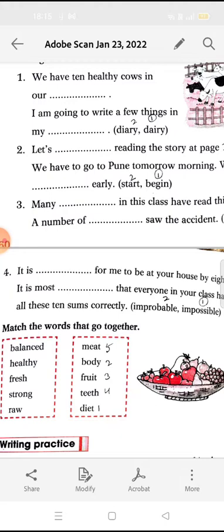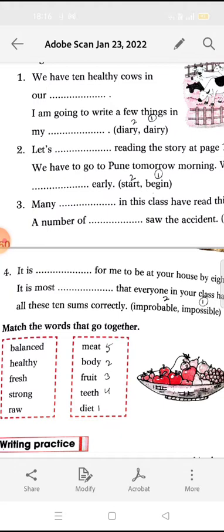Let's dash reading the story at page 10. Let's begin reading the story at page 10. We have to go to Pune tomorrow morning. We must start early.